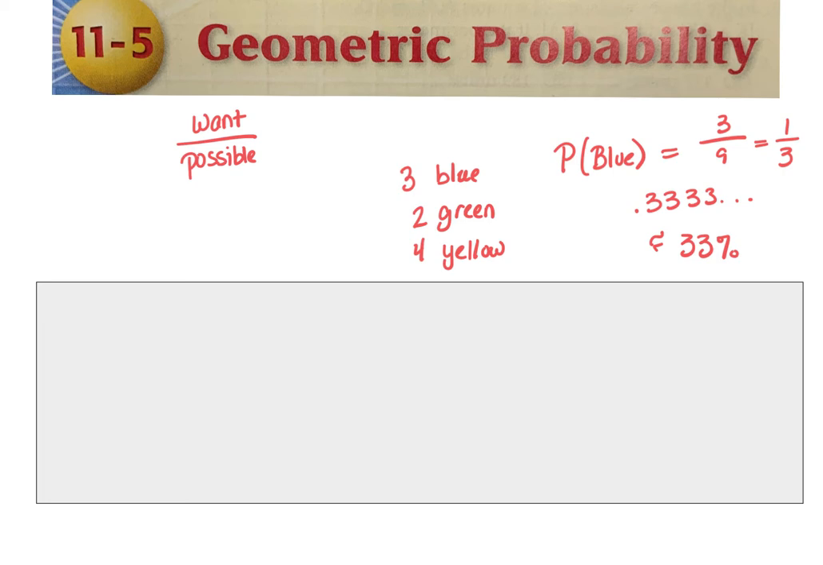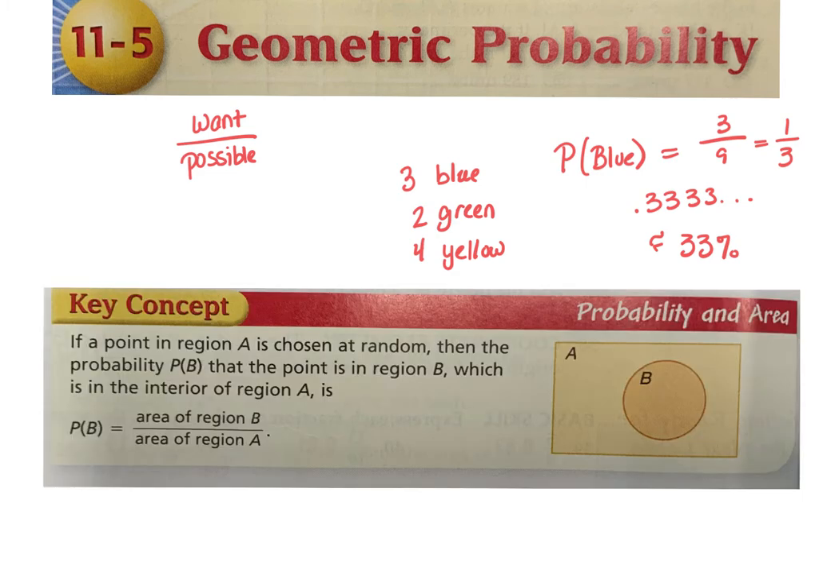And so if we talk about it in terms of geometric probability, then we are looking at exactly the same thing, what we want over what is completely possible. And so they gave us this key concept here. If a point in region A is chosen at random, what's the probability of B, meaning that the point is in the region B? So think of it this way. If you were to throw a dart at this area right here, this whole thing, what's the chance that your dart will hit that circle?